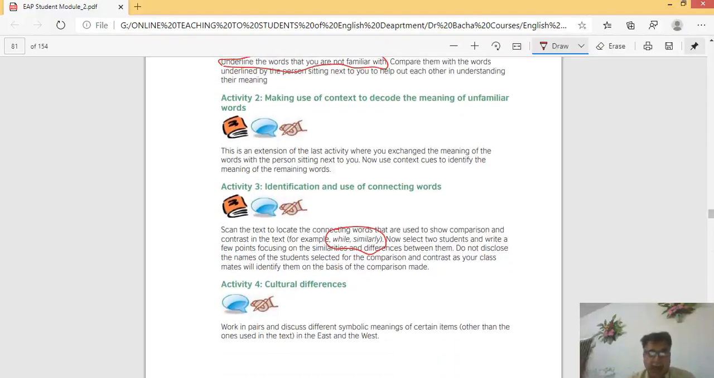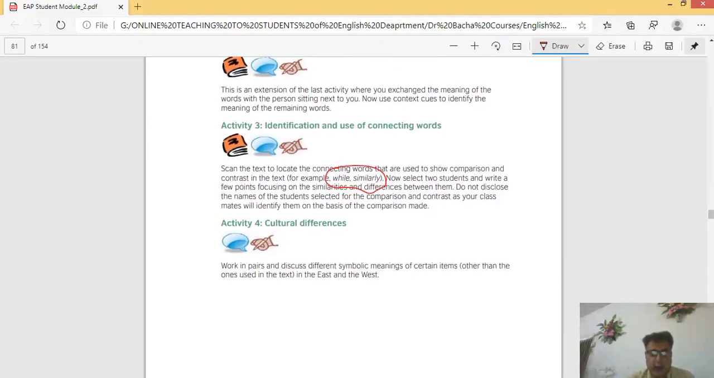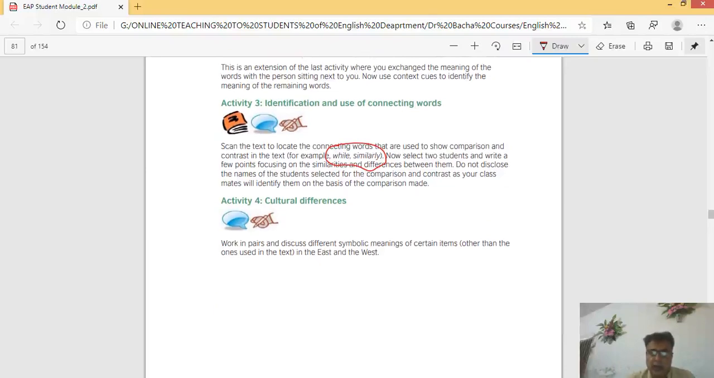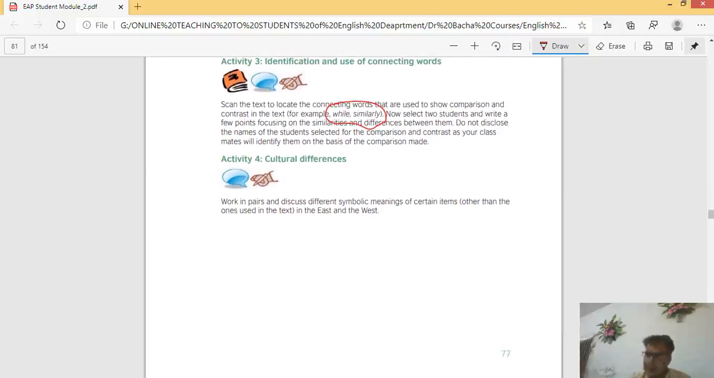for comparison's sake. Making use of context to decode the meaning: you have to look at the context in order to understand the meanings of unfamiliar words. Identification and use of connecting words: you must try to find the connecting words in these paragraphs which connect different sentences or different words, in order to understand the concept.